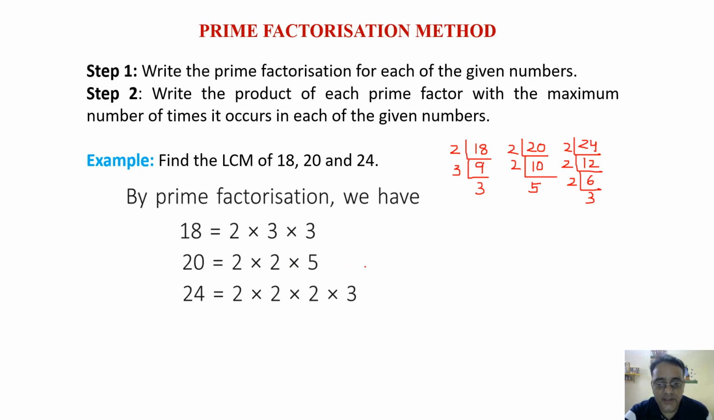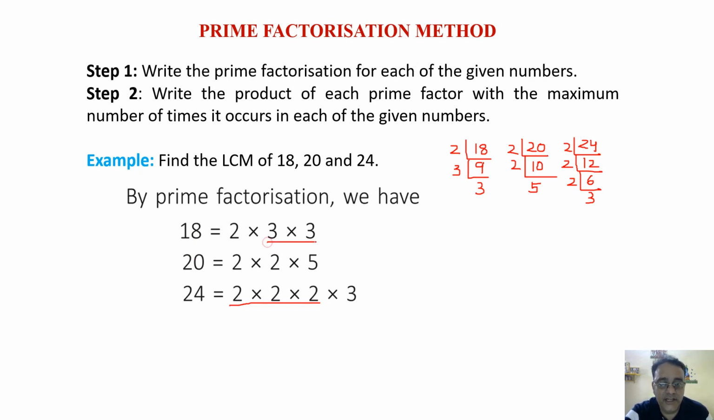Right? Now we have to identify, first we have to identify how many different prime factors are involved. How many different prime factors are involved in these three numbers? So one is 2, and 3, and 5. So 2 occurs maximum times in which number? In which number does 2 occur maximum? Yes, 24. 2 occurs maximum 3 times in 24, and 3 occurs maximum in which number?